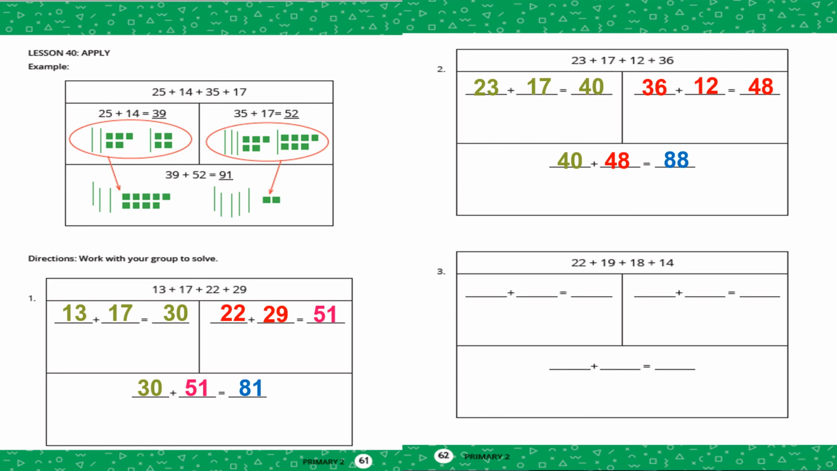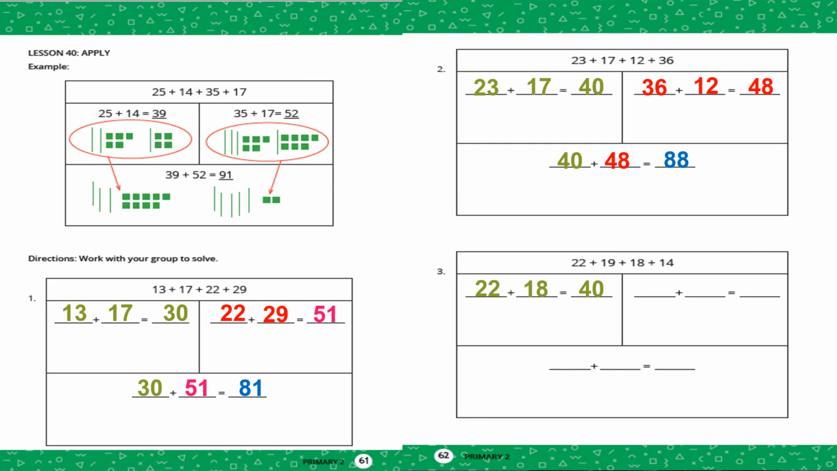Number 4. 22 plus 19 plus 18 plus 14. First, we will put two numbers together. 22 plus 18. 2 plus 8, after 8, 9, 10. So we will put 0 and carry up 1 in tens. 1 plus 2 equals 3. 3 plus 1 equals 4. So it will be 40.